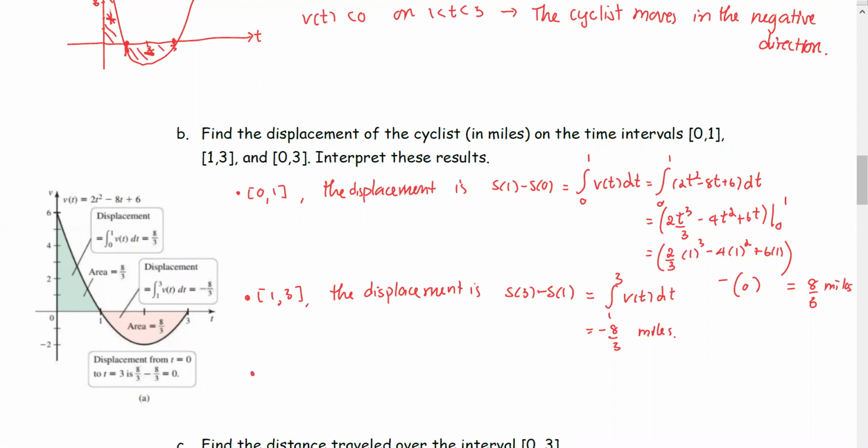And in the next part, over the interval 0, 3, the displacement is 8 over 3 plus negative 8 over 3, or 0. That means the cyclist returns to the starting point.